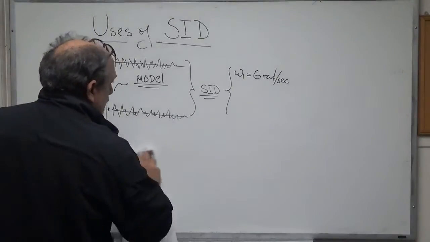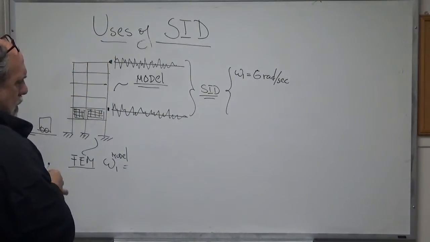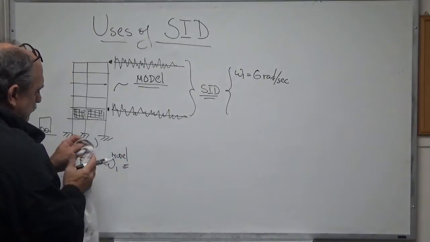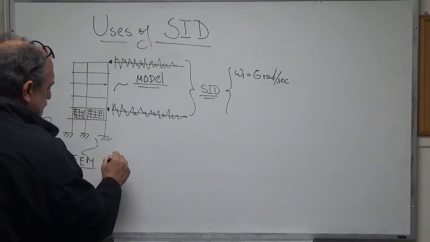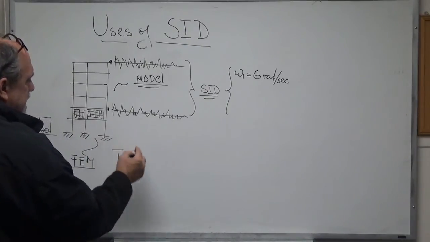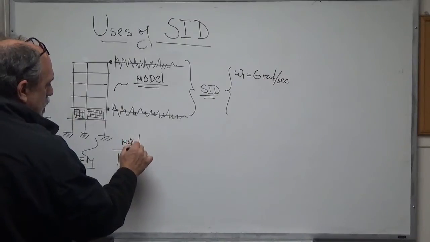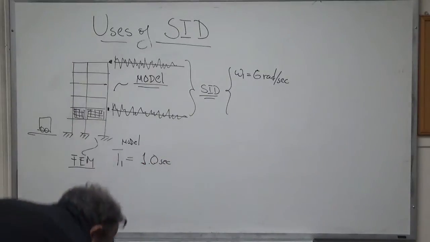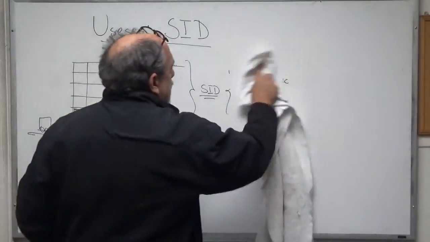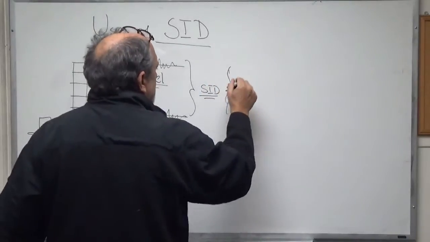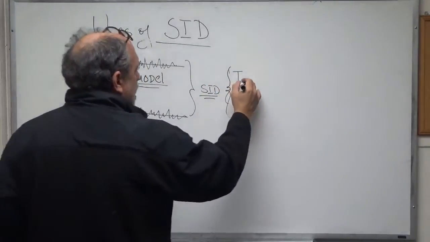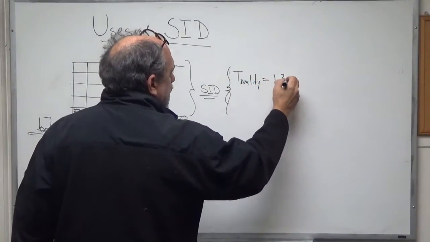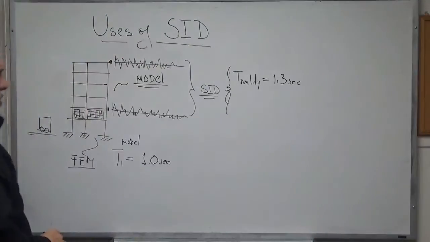Let's see, what did I say here? 2 pi over omega. Well, let me put it in period, which might be simpler. So let's say that the T of the model was 1 second, just so I don't get messed up here, and the T in reality was 1.3 seconds. Okay, that's easier to visualize.